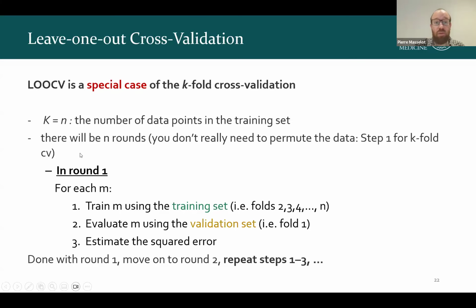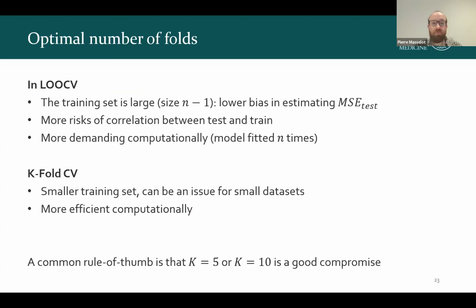And so it's the same in round 1. You just set aside the observation 1. You train your model on observations 2 to n. You compute the squared difference on the observation 1, and then you average everything out to get the mean squared error. And so you repeat and you repeat.